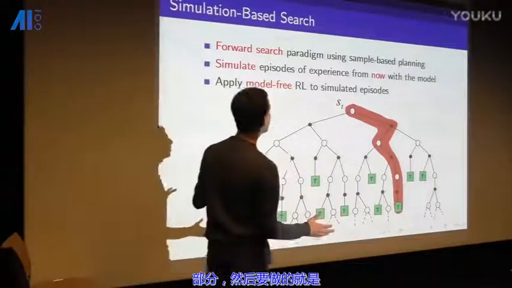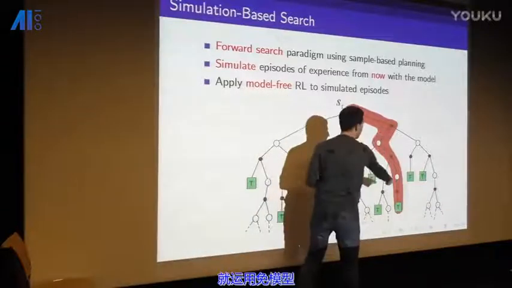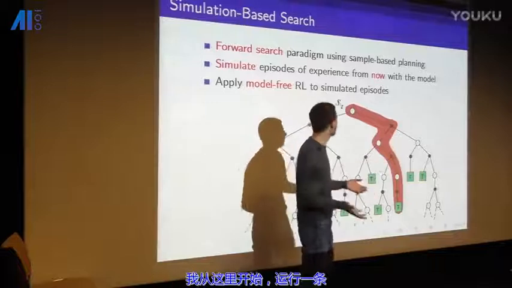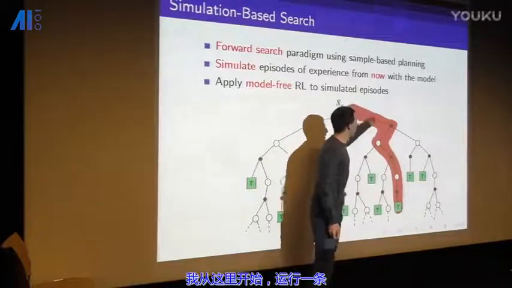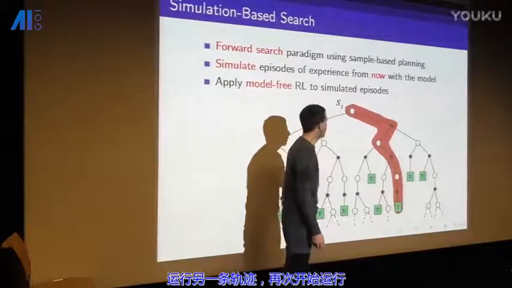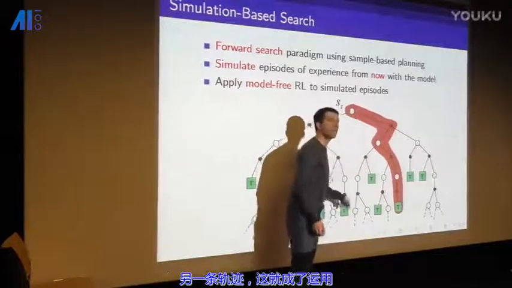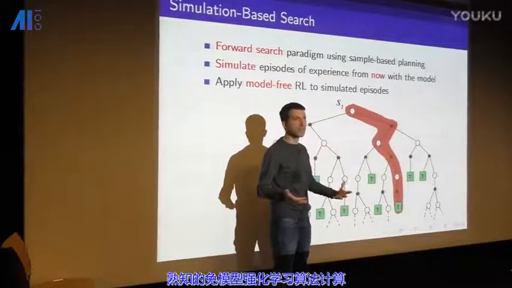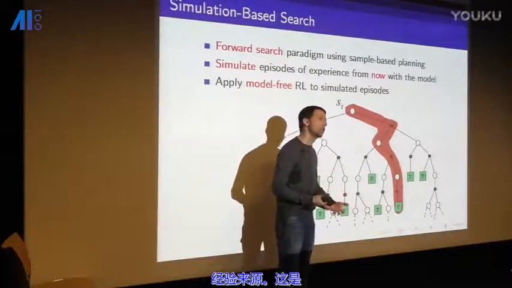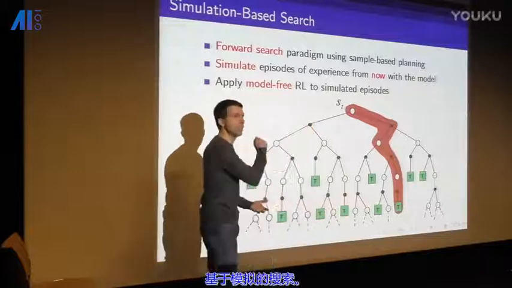And then what we do is, once we've got these trajectories of experience, we apply model-free reinforcement learning. We treat this just like usual. We say, okay, I'm starting here, I'm running some trajectory, I start from here again, I run some other trajectory, start again, run some other trajectory. That becomes the source of experience, and we apply our familiar model-free reinforcement learning algorithms to those trajectories. And that is simulation-based search.